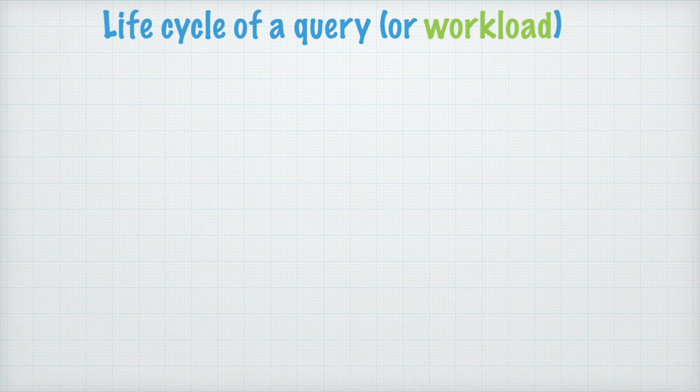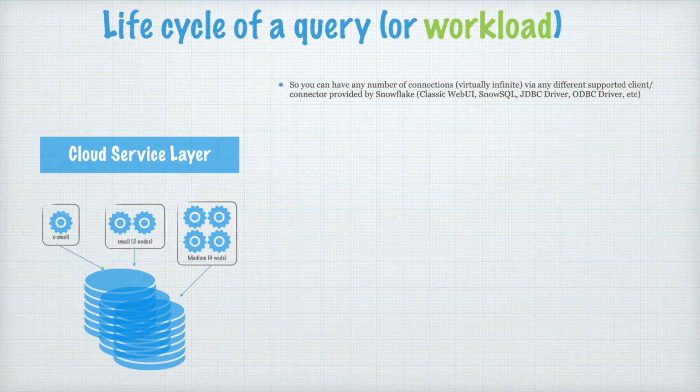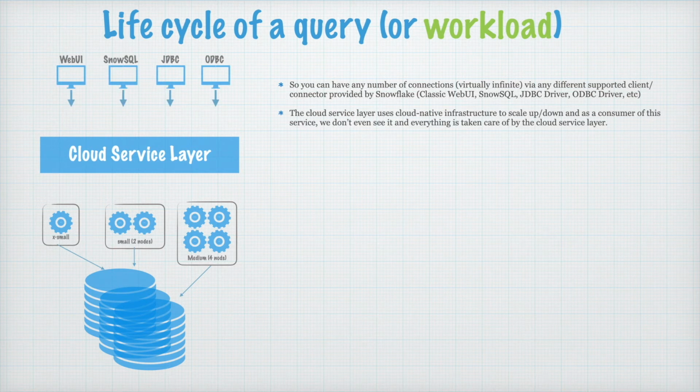Let me walk you through the life cycle of a query, which we also call a workload. You can have any number of connections, virtually infinite, via any of the supported client connectors provided by Snowflake, like the classic web UI, SnowSQL, JDBC driver, ODBC driver, Spark connector, etc. The cloud service layer uses cloud native infrastructure to scale up and down as a consumer of this service. We don't even see it, and everything is taken care of by the cloud service layer. So you don't have to worry about its latency or whether you have to add an extra node to serve more customers.